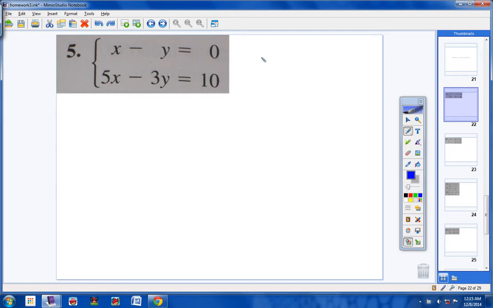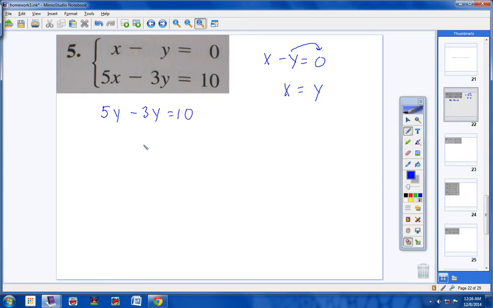Let's take our top equation here, x minus y equals 0. It would be easier to get x by itself, so I will bring y over here, make it a positive y. So x equals y. I will come down here to my other equation, and where x is, I will substitute y. Okay, so 5y minus 3y equals 10.